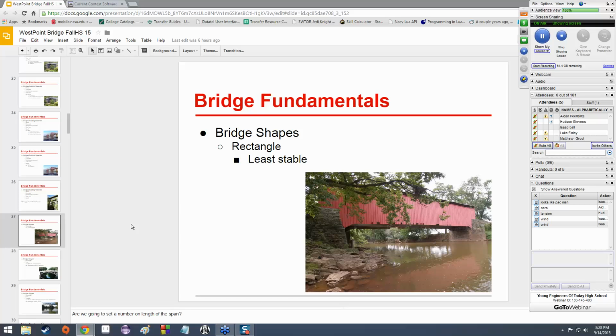So rectangles, for instance, are the least stable. They don't distribute weight very well. You'll find a lot of stress in the middle part of the bridge. It just generally makes everybody unhappy if they're trying to go across it. But it is a thing. It's usable. It's been used for years now. It's not like rectangles are going out of style anytime soon.